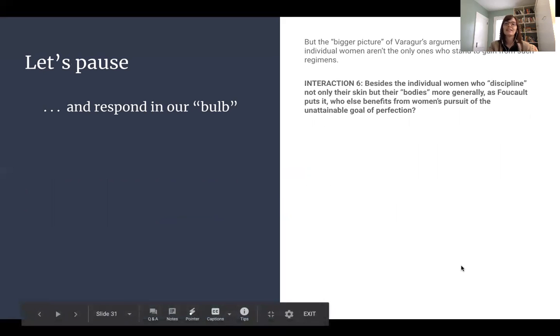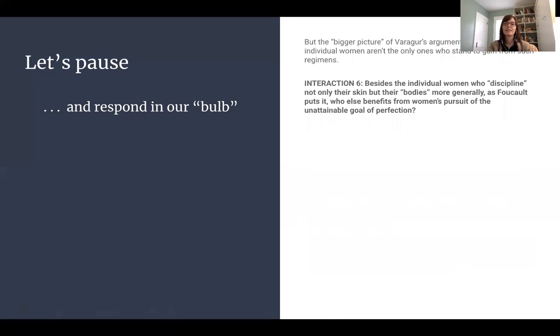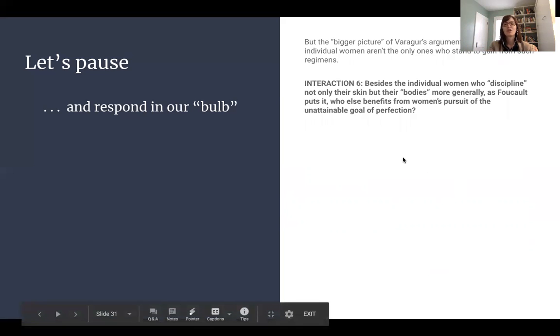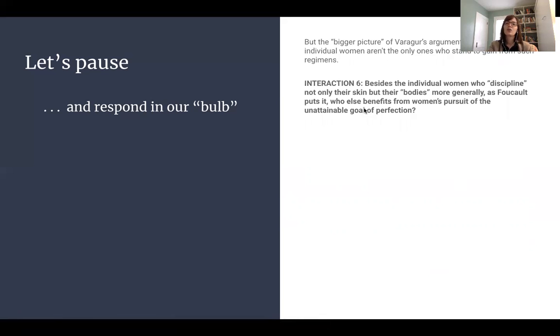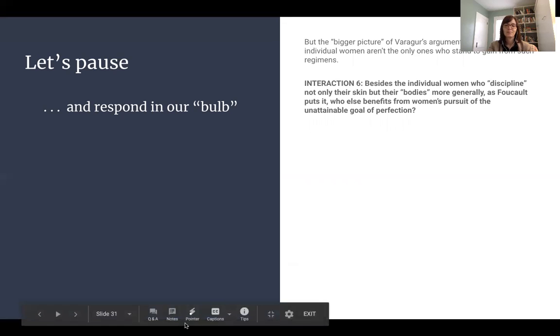Okay, so besides the individual women who discipline not only their skin, but their bodies more generally, as Foucault puts it, right? So again, it's not only about skincare, it's about more than skincare. It could be about your teeth, it could be about your body, and beyond the body, toward larger notions of perfection and perfectibility. So again, besides those individual women who are disciplining their bodies, who else benefits from women's pursuit of the unattainable goal of perfection?